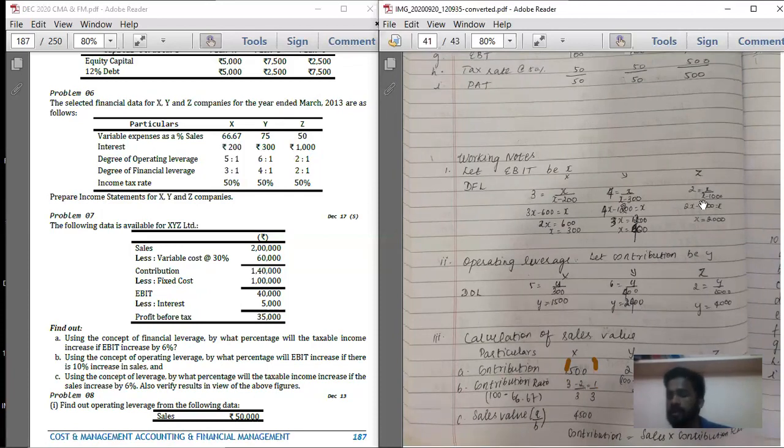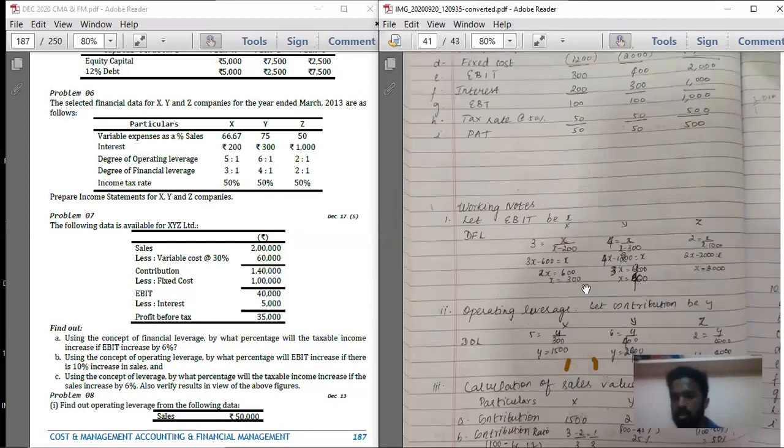So moving on to the last column Z. What is the financial leverage? 2. So 2 is equal to X divided by X minus 1000. What is this? EBIT divided by EBT. EBIT we assumed X, and EBT is EBIT minus interest. Here we know EBIT is X, and interest is 1000. So 2X minus 2000 is equal to X. So X is equal to 2000. With this we have found EBIT. So now copy the EBIT. EBIT we assumed as X.